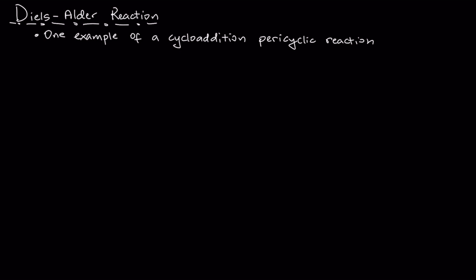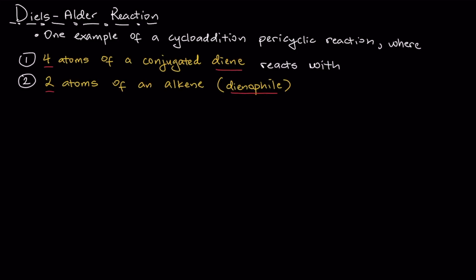But there's a specific definition for a Diels-Alder reaction which separates it out from other cycloaddition reactions that are available to us. For a Diels-Alder reaction specifically, we need 4 atoms of a conjugated diene reacting with 2 atoms of an alkene, also known as a dienophile, in your Diels-Alder.